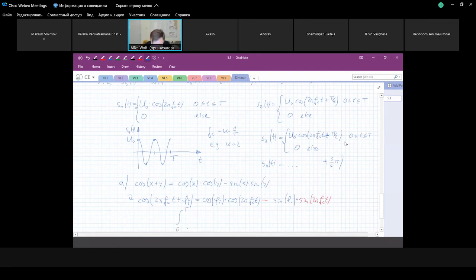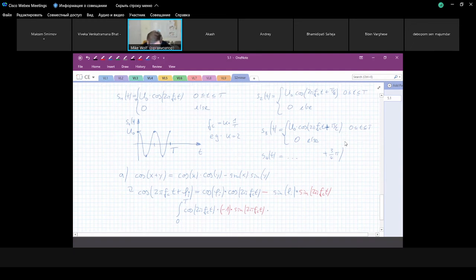Integral from 0 to capital T of cosine of 2 pi fct times, I know the minus sign is not important, but we just do it here because we want to have it as part of our second basis function, times sine of 2 pi fct. If we have an integer multiple of cycles in this integration time, you can use again an addition theorem to show that this is 0.